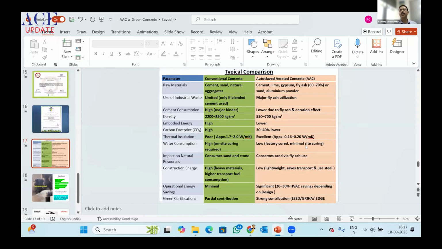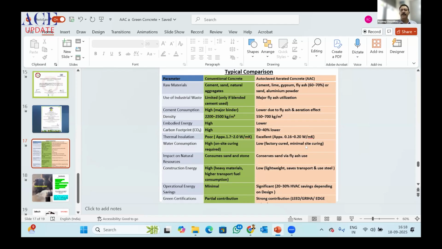Now I'll take you through a typical comparison between conventional concrete and AAC concrete, which is a green concrete. How and in what parameters does it differ from your conventional cement concrete? Raw material: for conventional concrete, we know we are using cement, sand, and natural aggregates, but in AAC, we're using cement, lime, gypsum, and fly ash.